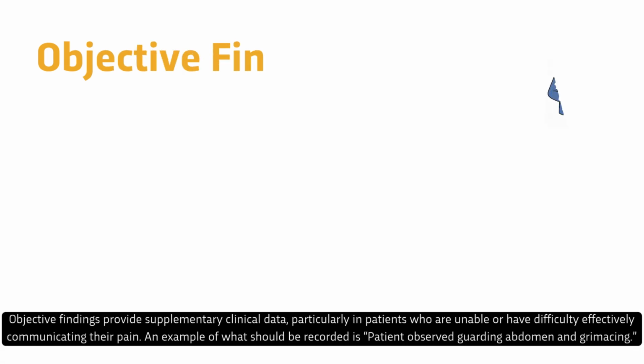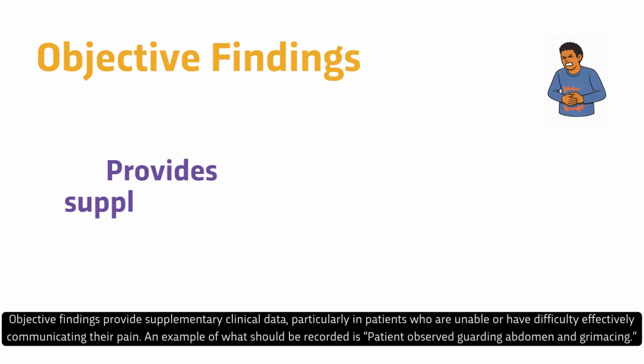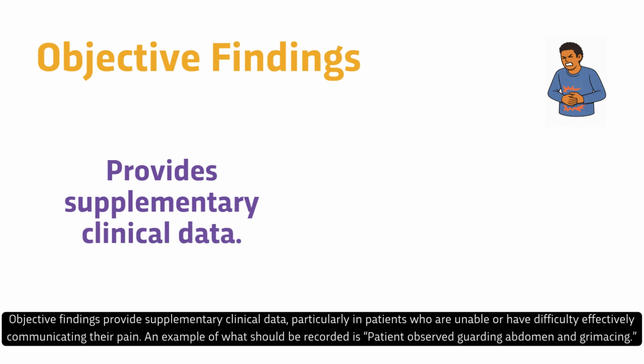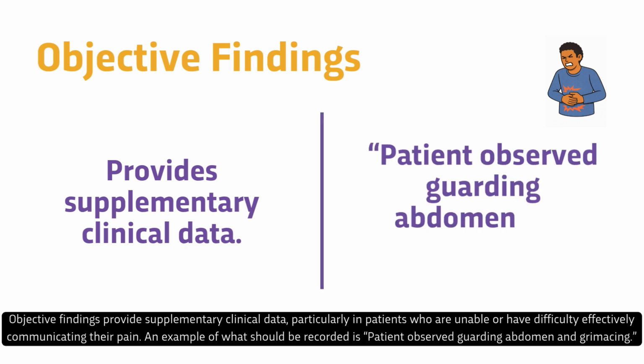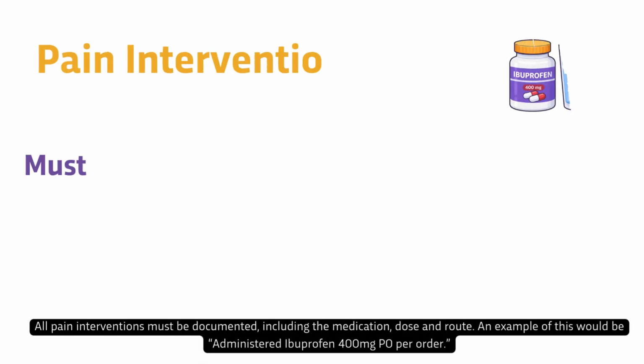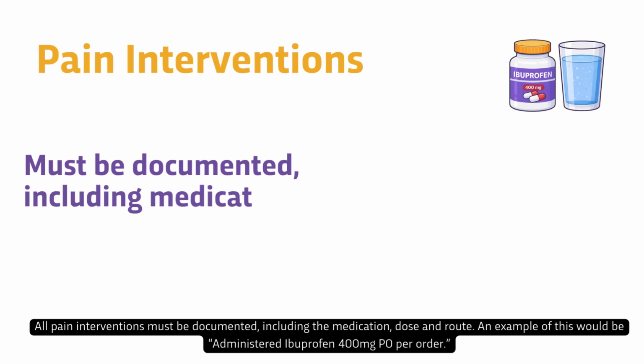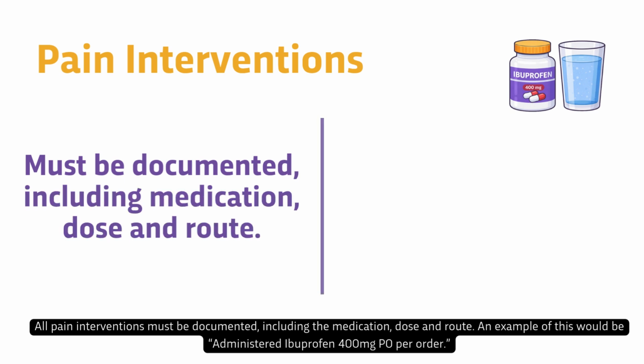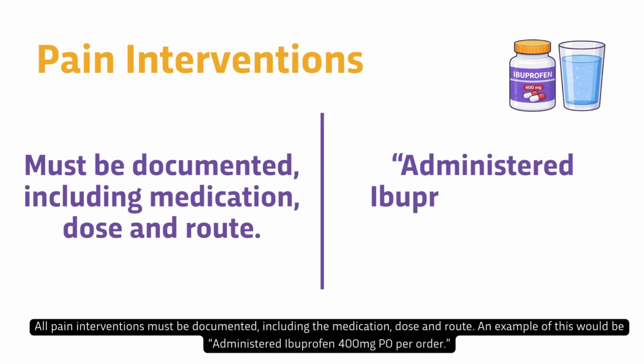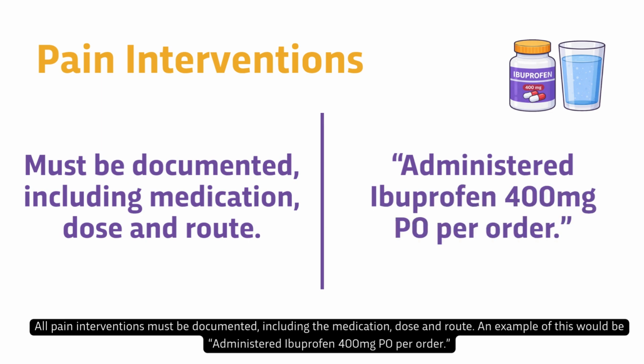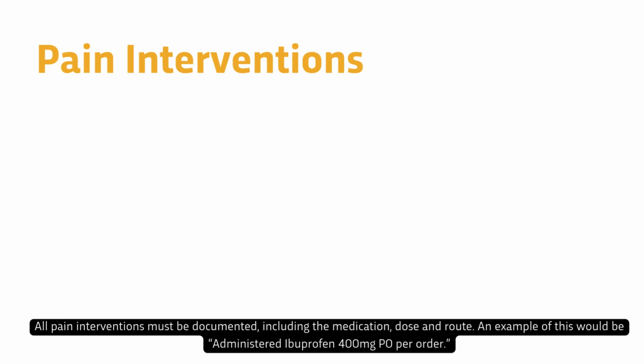Objective findings provide supplementary clinical data, particularly in patients who are unable or have difficulty effectively communicating their pain. An example of what should be recorded is, patient observed guarding abdomen and grimacing. All pain interventions must be documented, including the medication, dose, and route. An example of this would be administered ibuprofen, 400 milligrams by mouth per order.